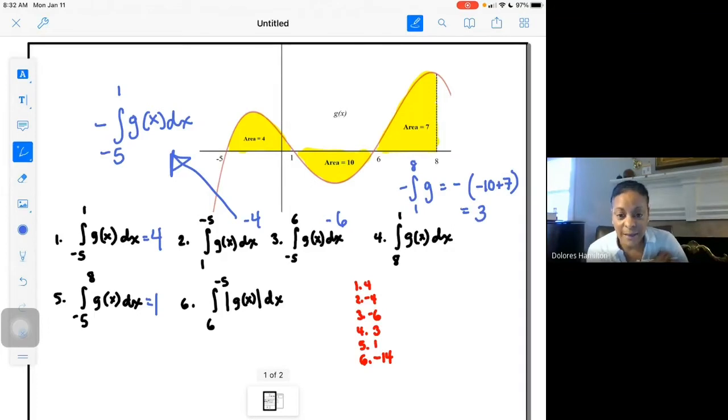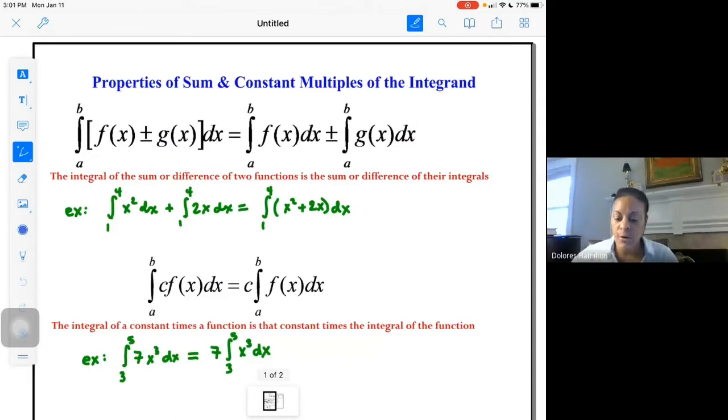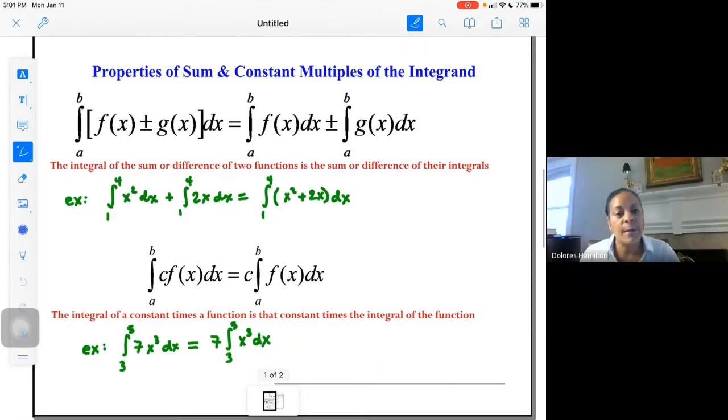Now 6, be mindful of the order of these operations. For 6, this would be the same integral as this. So the first thing I'm going to do is evaluate that definite integral from -5 to 6 of the absolute value of g. Then I'm negating. And we have -14.